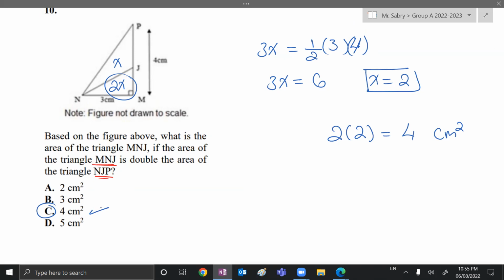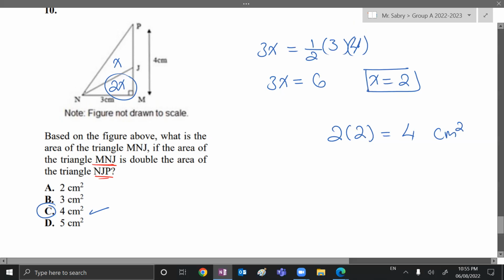Yes, please ask. Why did you say the area is equal to 3x? Because if this MNG part is 2x and this part NPG is x, then the whole thing is x and 2x, which is 3x. Right?